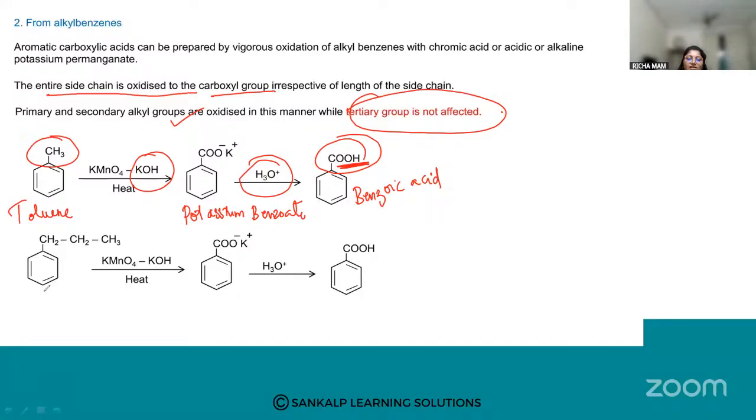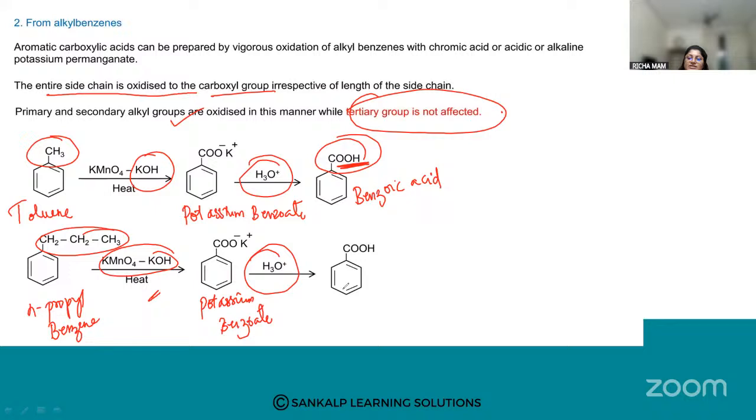Again, similarly, one more example. This is the propyl group, so it is n-propyl benzene. We have taken n-propyl benzene. We are treating it with KMnO4 in the presence of potassium hydroxide, heated. I'm going to get potassium benzoate. This potassium benzoate, followed by acid hydrolysis, I'm going to get benzoic acid. Understood?